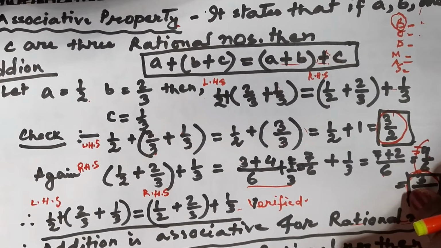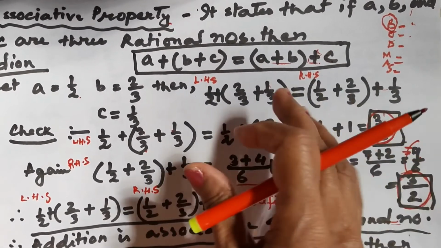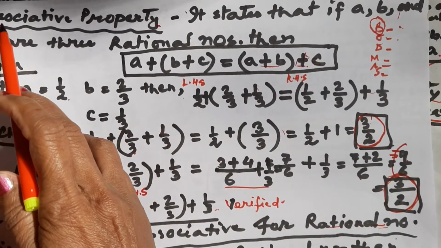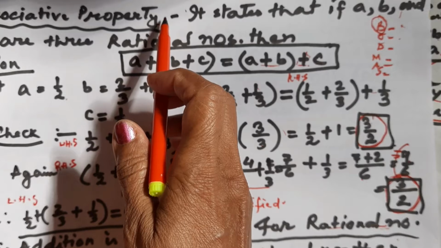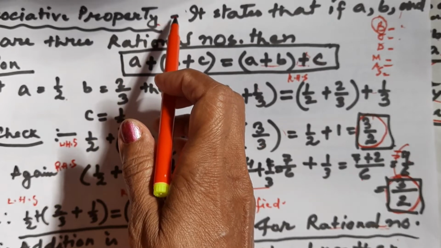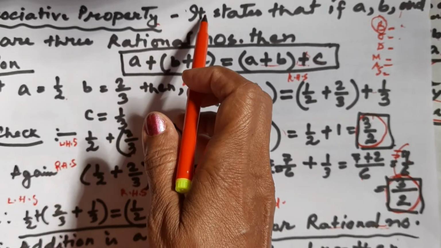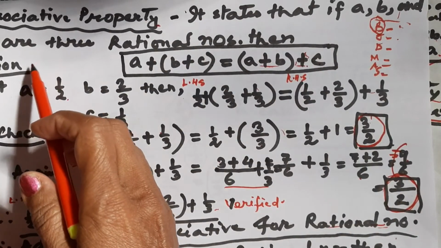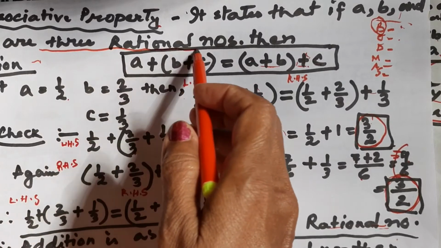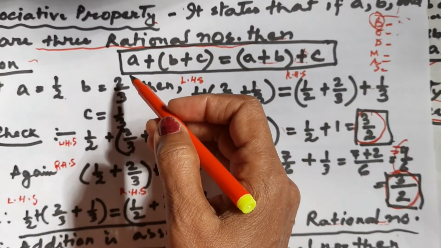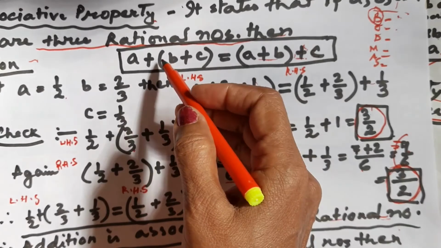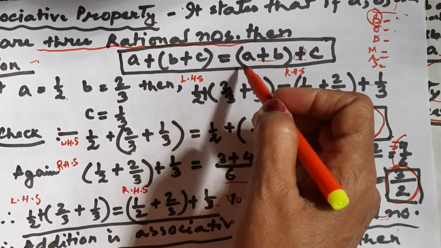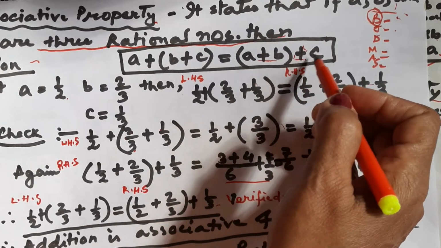Now, next is our associative property. Associative property means what? Associative property states that if a, b and c are three rational numbers, then a plus (b plus c) within brackets equals (a plus b) within brackets plus c.